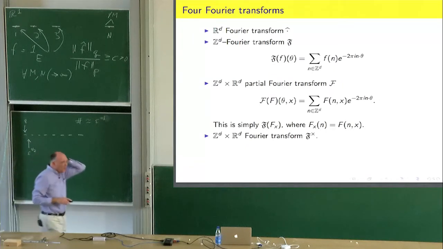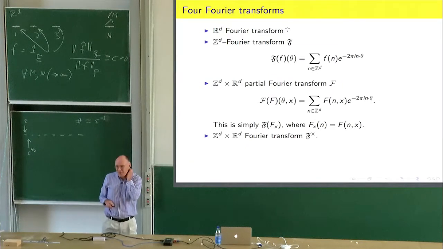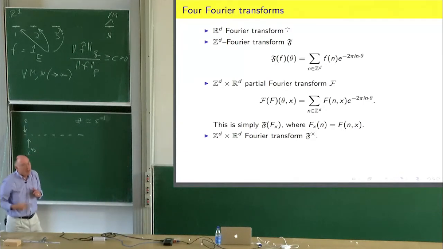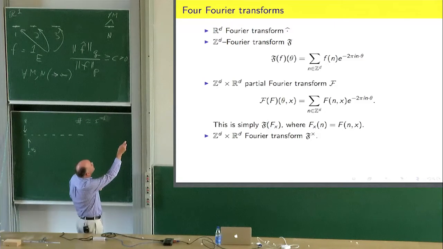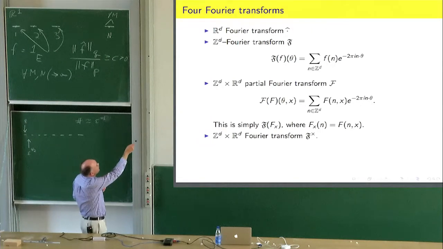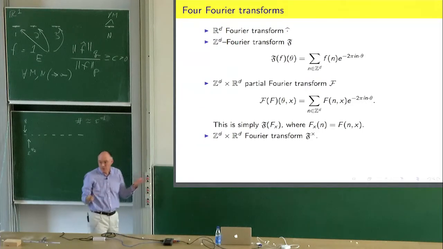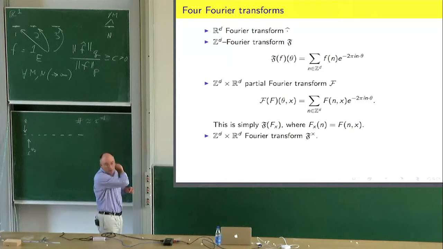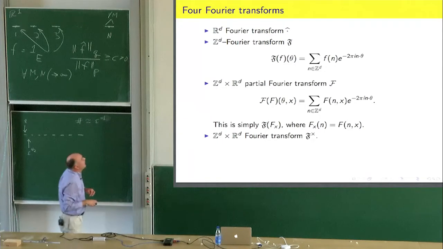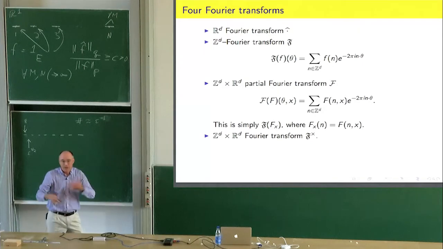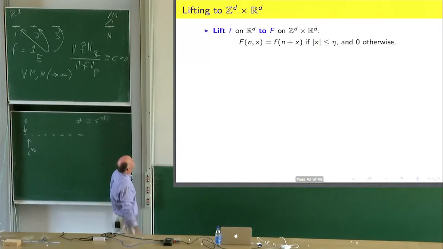Okay, and to do that, actually, there are 5 Fourier transforms that come into this discussion. I've only listed 4 of them. So don't worry too much about the notation. There's a Fourier transform for R^d. There's a Fourier transform for Z^d. There's a partial Fourier transform on the product space where you take the Fourier transform only with respect to the discrete coordinate, leaving the continuum coordinate alone. And there's a genuine Fourier transform on the product space. And all these are related in various ways.